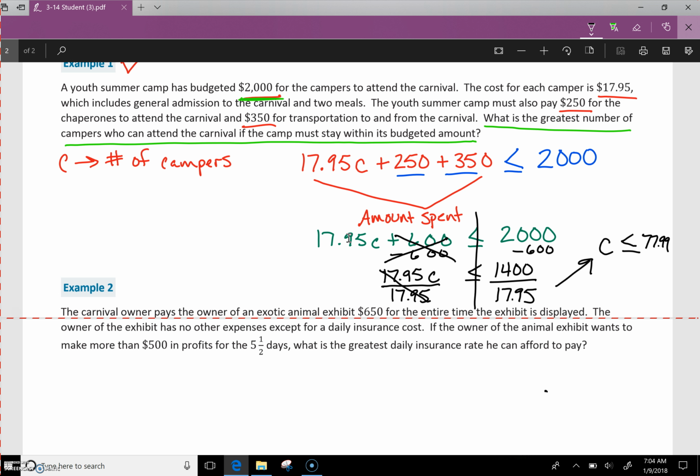I'm sorry, it's not money. Take a look at C. I forgot what it stood for. C stands for number of campers. Sorry, I was a little preoccupied with seeing if this was recording still or not.